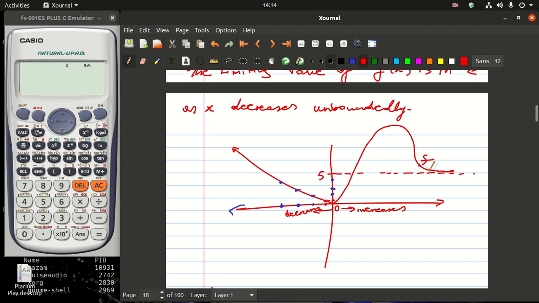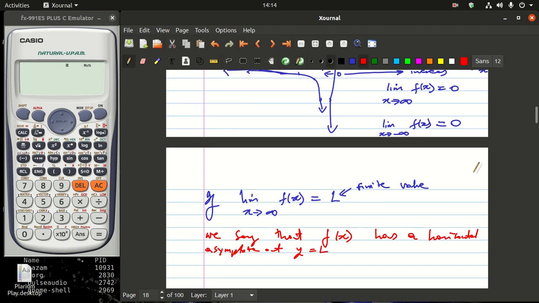So this function is not going to touch here. So at x is equal to 5, we still have a horizontal asymptote for this function. Yes, I know that it touched here, but it's still a horizontal asymptote for this function because it's not going to touch there. So as x approaches infinity, this function is converging to this particular value. That's what is important by this.